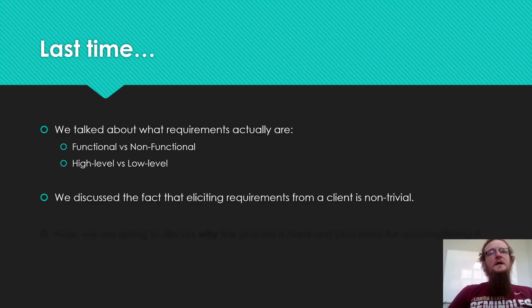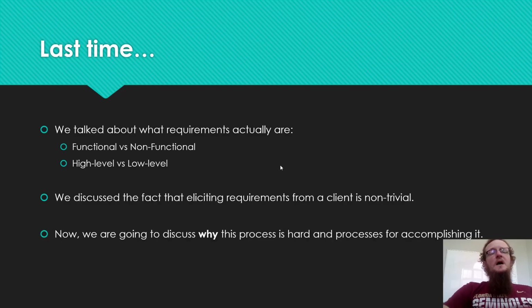We also talked about the fact that eliciting requirements, or gathering requirements from a client, is extremely non-trivial because the client often will not give you all of the requirements, through omission, by complete accident in most cases, and the requirements they give you may not be super clear. So it's on you to make sure that you understand what the requirements mean and that you have a good idea of what the requirements of the system are. We're going to talk about why the process is hard, and then about things you can do to make it a little bit easier.